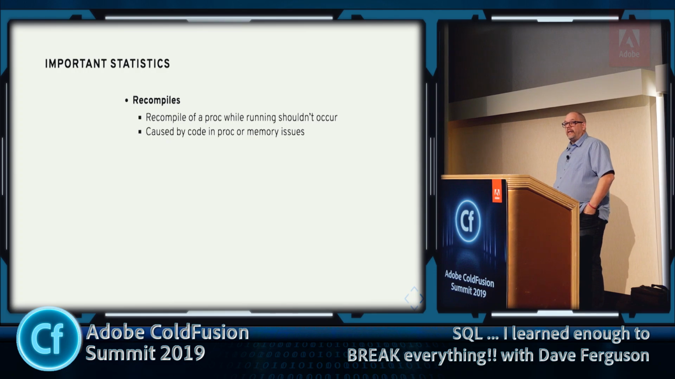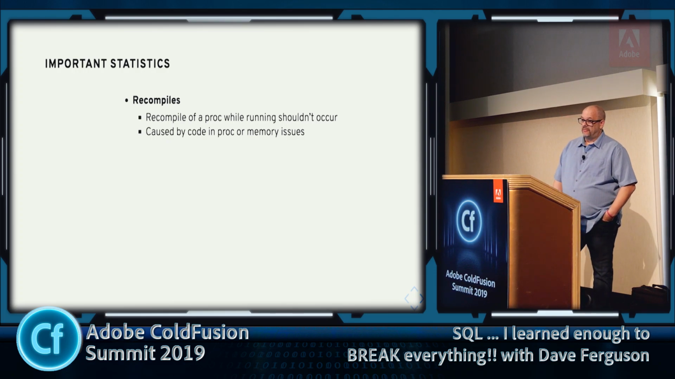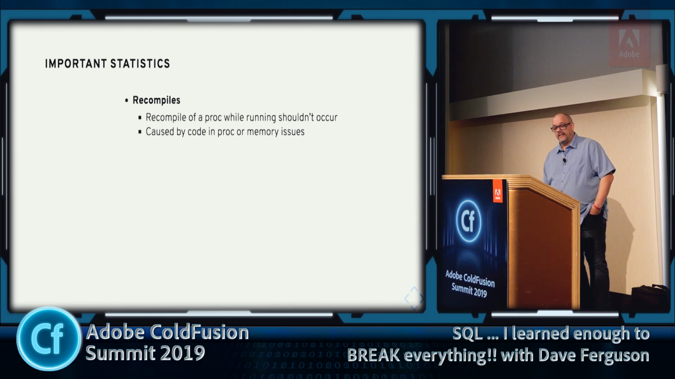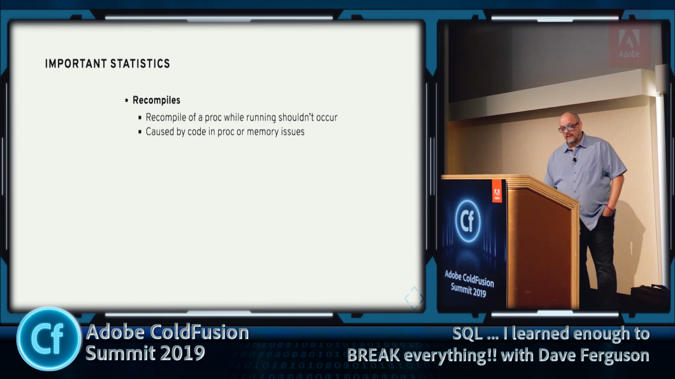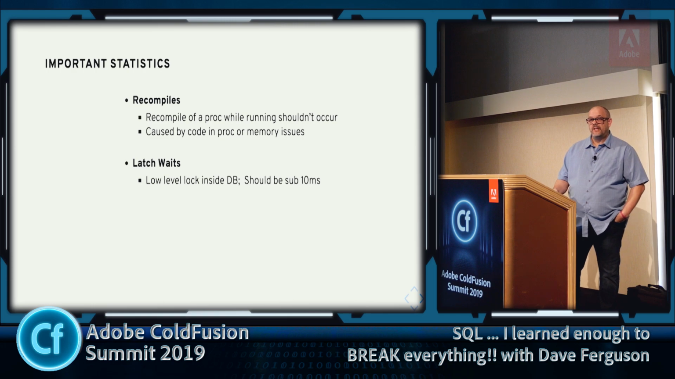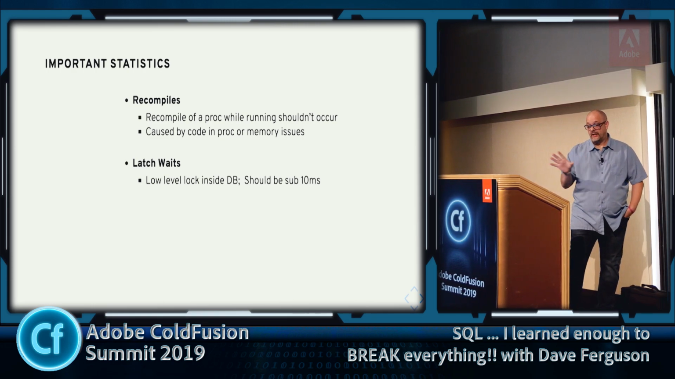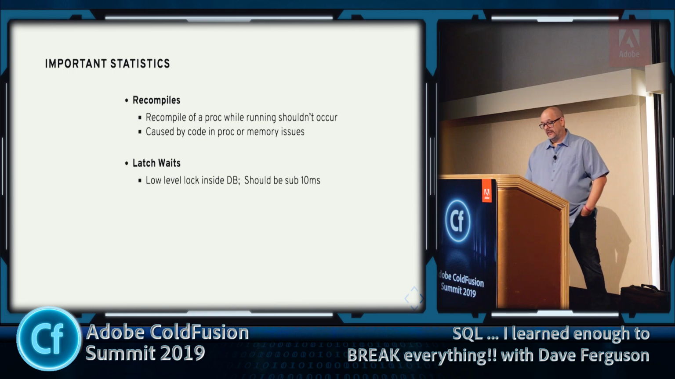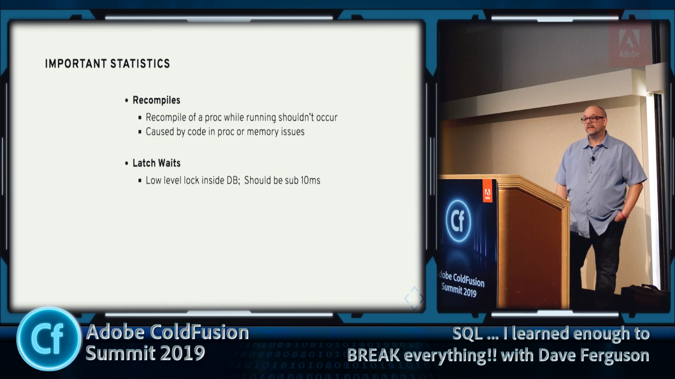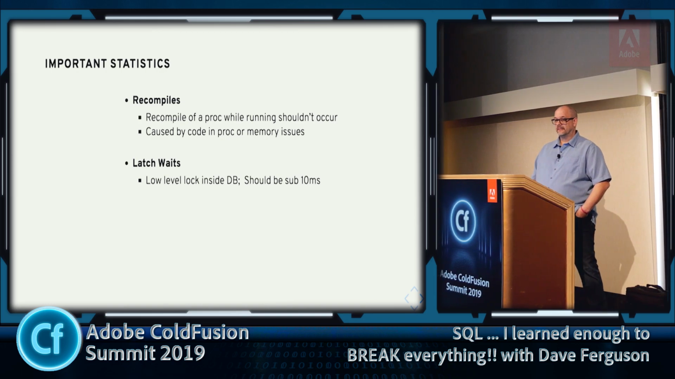There's this thing called a latch wait, which probably nobody in this room has ever heard of. It's a very low-level lock that databases do on data. They should be sub 10 milliseconds. If you are looking at your database statistics, which you can get out in different ways in different databases, and you see a latch wait of over 100 milliseconds, your database is probably dying. It's that sensitive.